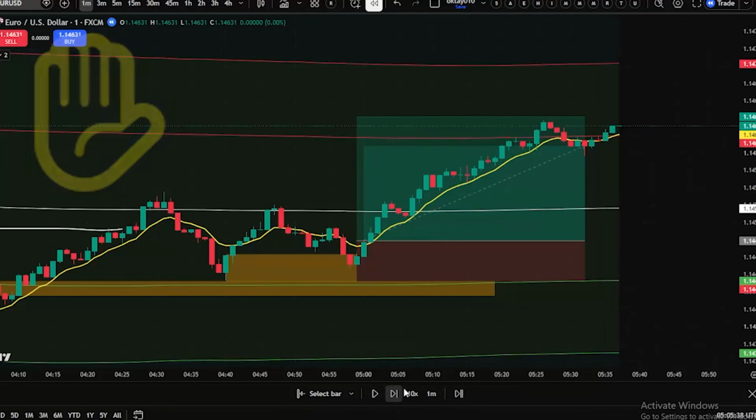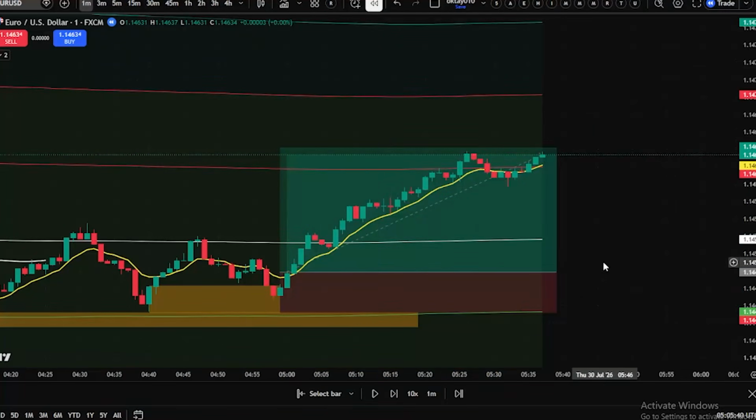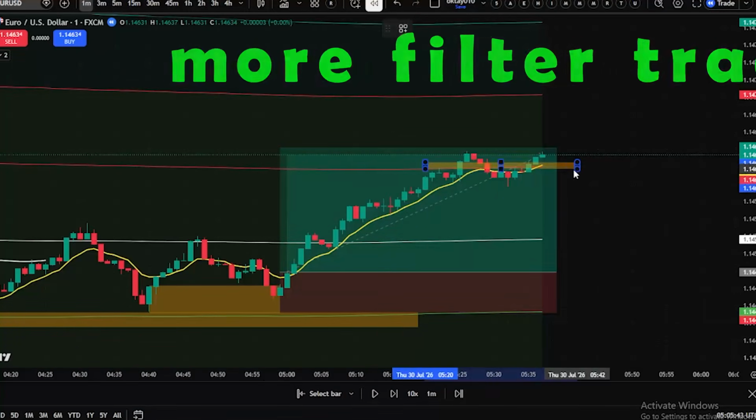Wait, the most important part is still to come. In a few minutes, I will show you a filter that I myself would not trade without.